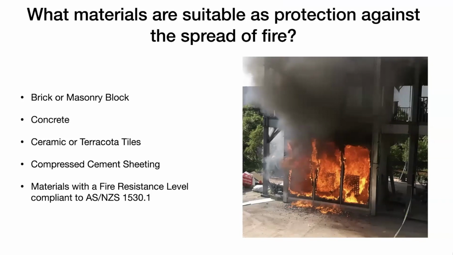So just to reiterate, what materials are suitable as a protection against the spread of fire? The standard specifies brick, concrete, ceramic or terracotta tiles, compressed cement sheeting. And the last point is really a tough one: materials with a fire resistance level compliant to AS 1530.1. It's AS, not NZS, just AS 1530.1.